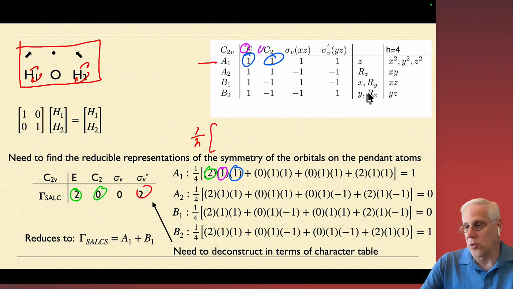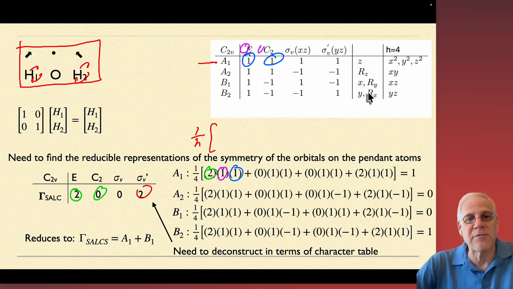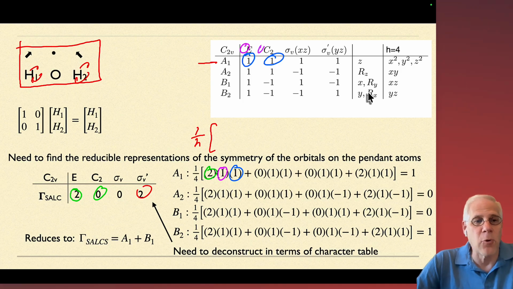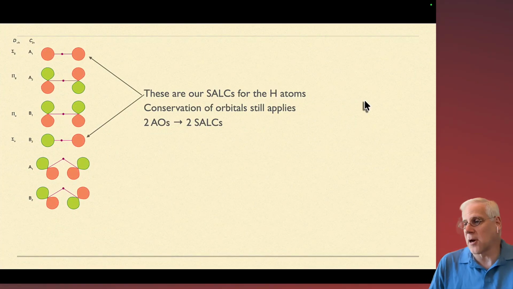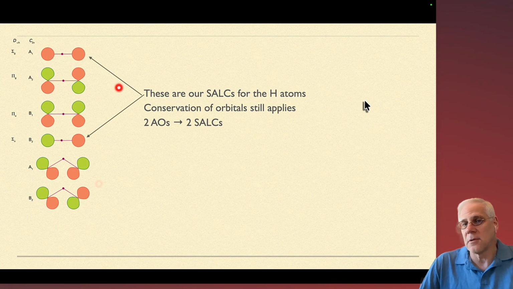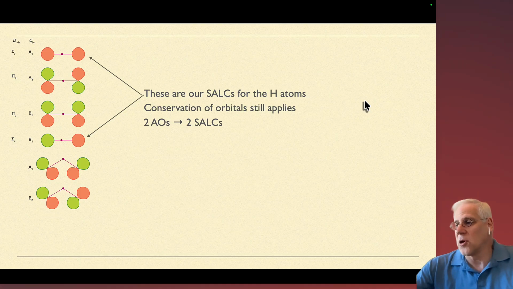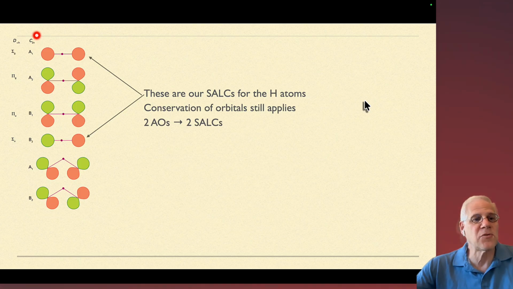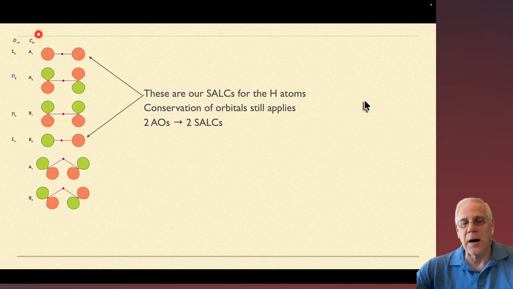Now, what do we do with A1 and a B1? Well, these books that have the character tables in them will also have representations of the SALCs for different symmetries with different representations. So we would see a diagram that looks something like this. Okay, and so we know our water molecule is a C2V geometry. There's a C2V point group. I have an A1 and a B2.